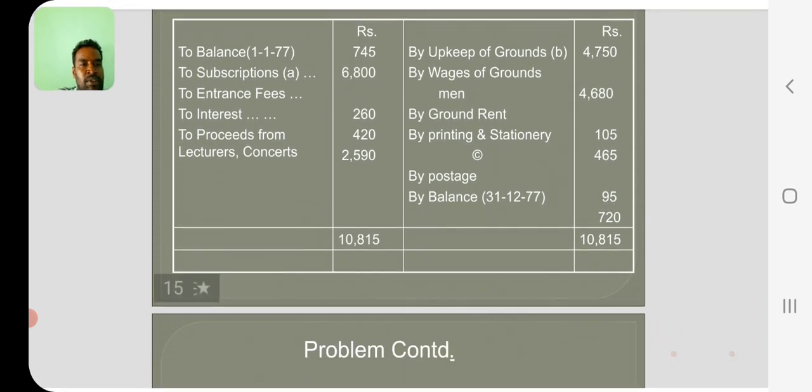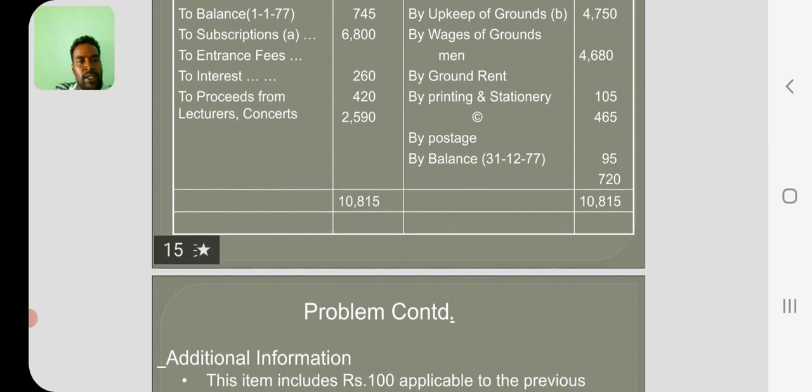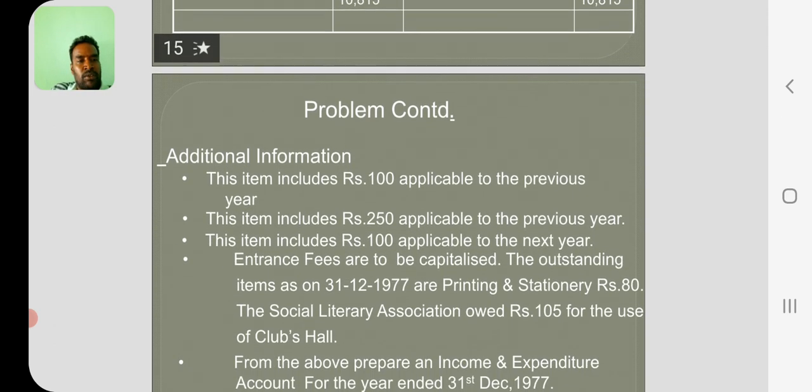See here, on the payment side, by upkeep of grounds, income and expenditure. Wages of groundsmen, capital. Ground rent, income and expenditure account. Printing and stationery, income and expenditure account. Postage, income and expenditure account. Closing balance will not be taken. Opening and closing balance will not be taken in the income and expenditure account.